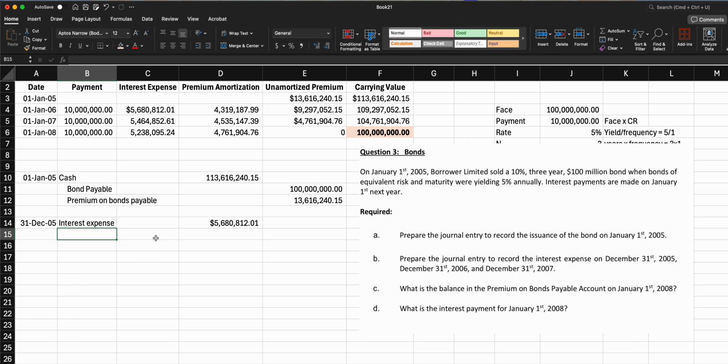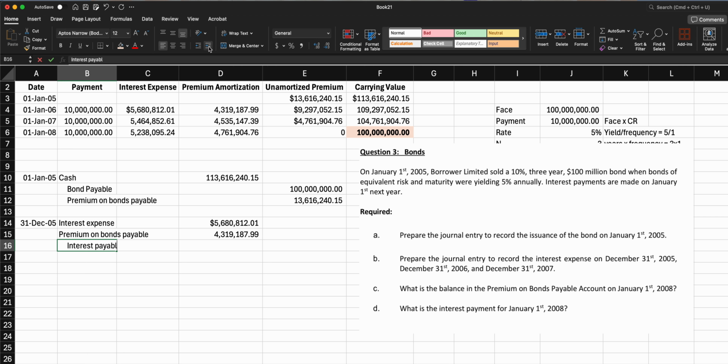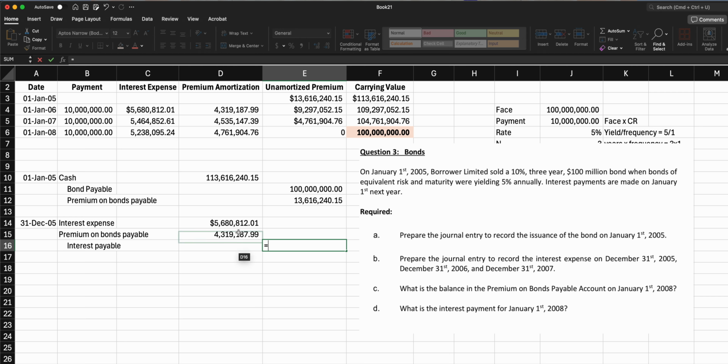You're also repaying the premium. Remember the amortization? This was a repayment. So I'm repaying it. So I'm going to debit the premium on bonds payable for this amount right here. And instead of putting cash, because we're not actually paying it on this date, you put interest payable, and that would be this plus this, which is your $10 million payment. And this is what it's going to look like every single year, okay?